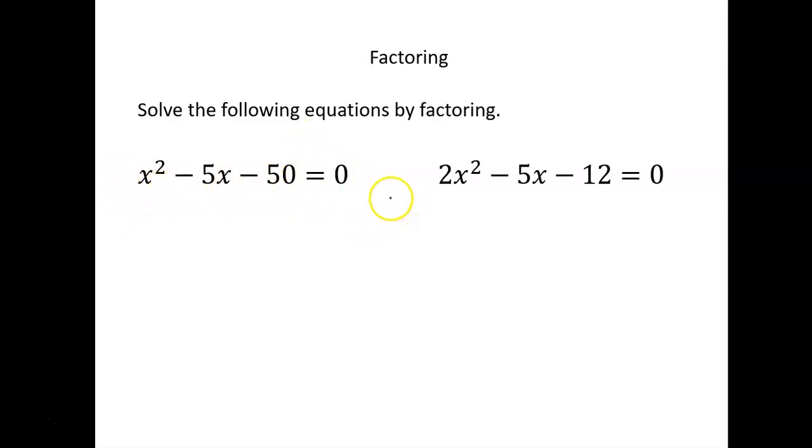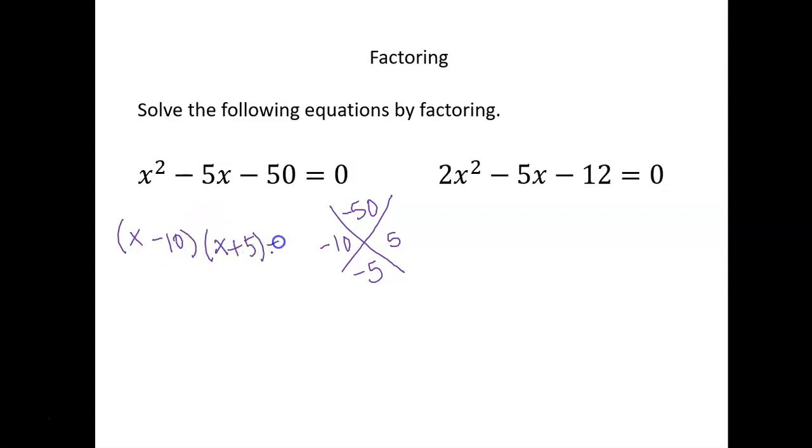We're going to x factor that. So a is 1 and c is negative 50. If I multiply 1 and negative 50, I get negative 50. B is negative 5. So I'm looking for two numbers that multiply to negative 50 and add to negative 5. I'm thinking here that would be negative 10 times 5. Negative 10 times 5 equals negative 50. Negative 10 plus 5 equals negative 5. So I would rewrite this as x minus 10 times x plus 5 equals 0.